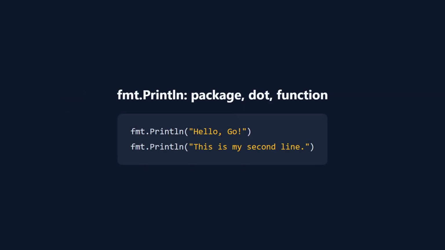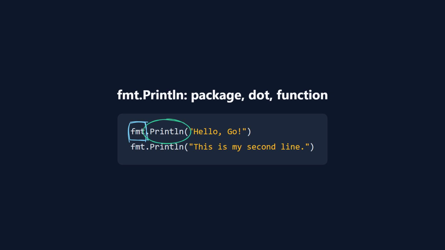Which brings us to the line that does the work. fmt.Println. That dotted form is how you reach anything inside an imported package. The package name, a dot, then the thing you want. Println is short for print line. It prints whatever you hand it, and then moves down to a new line.